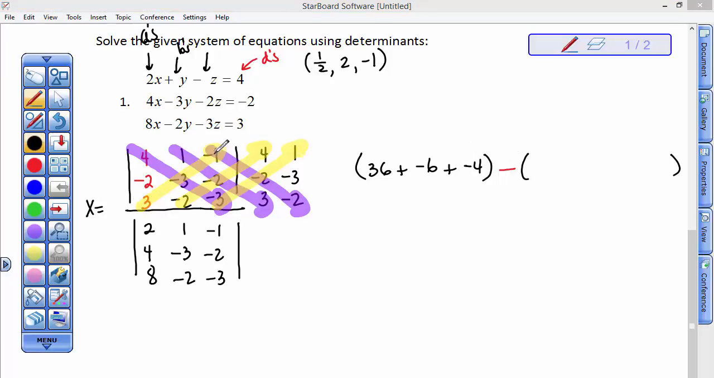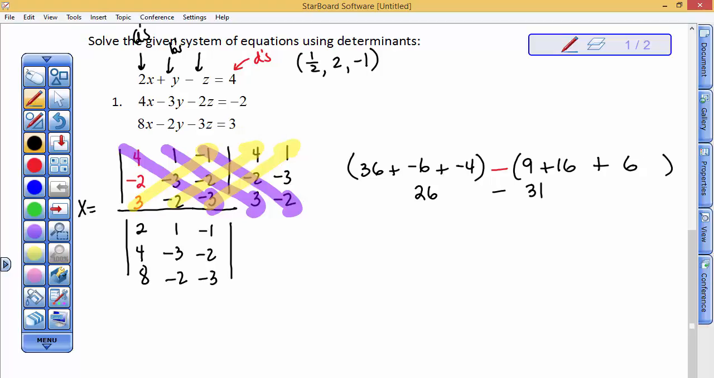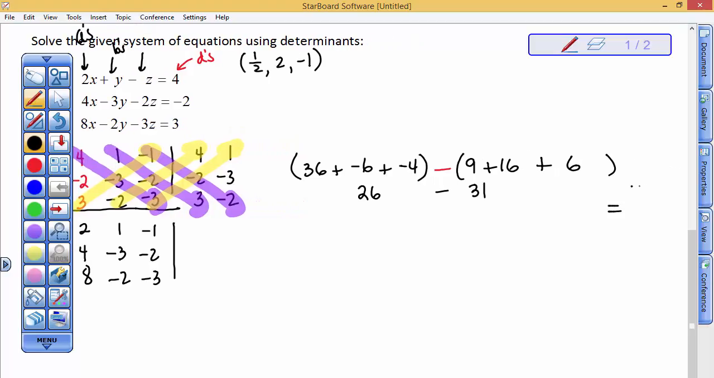So this would be a positive 9 when you multiply those together. Negative 2 times the negative 2 is a positive 4, times 4 is 16. Negative 3 times negative 2 is positive 6, times 1 is a positive 6. So let's see, here this is a 26, and this is 25 and 6, 31, I believe. And so the numerator for this problem turns out to be equal to a negative 5, 26 minus 31.